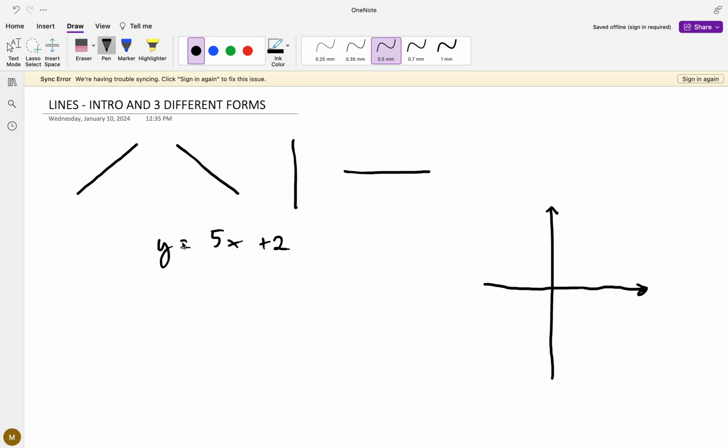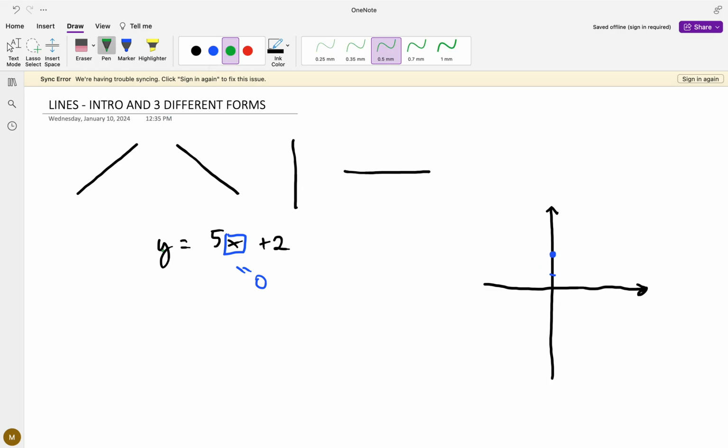So to quickly exemplify how this line looks in the coordinate plane, I'm going to point out two things. When we make x equal to 0, we get something called the y-intercept, right? So that will simply be 2. X is 0, then y is 2. It will be this point right here.